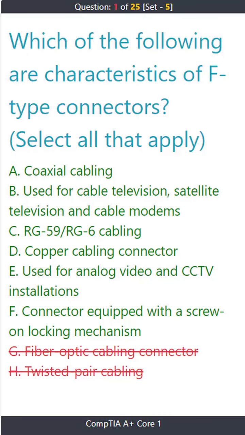The correct answers are A. Coaxial cabling. B. Used for cable television, satellite television, and cable modems. C. RG59/RG6 cabling. D. Copper cabling connector. E. Used for analog video and CCTV installations. F. Connector equipped with a screw-on locking mechanism.